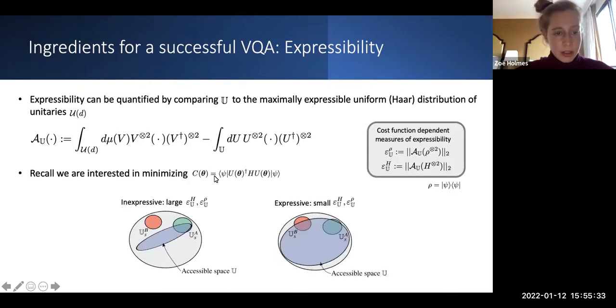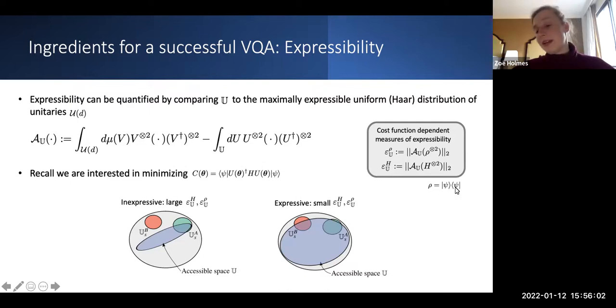Okay. We are interested in minimizing a cost of this form. So what we want to do is define expressibility-dependent measures relative to our particular cost function. These are the natural measures that we introduce, cost-function-dependent measures of expressibility. We have epsilon rho, which is just the expressibility superoperator acting on two copies of our initial state. Rho here is just psi, assuming that our input is pure.